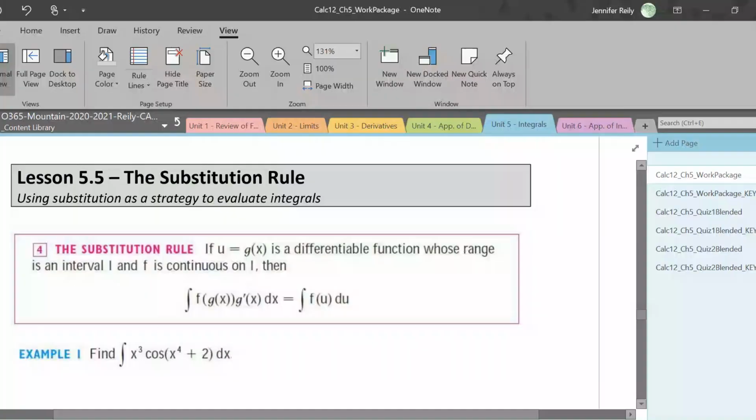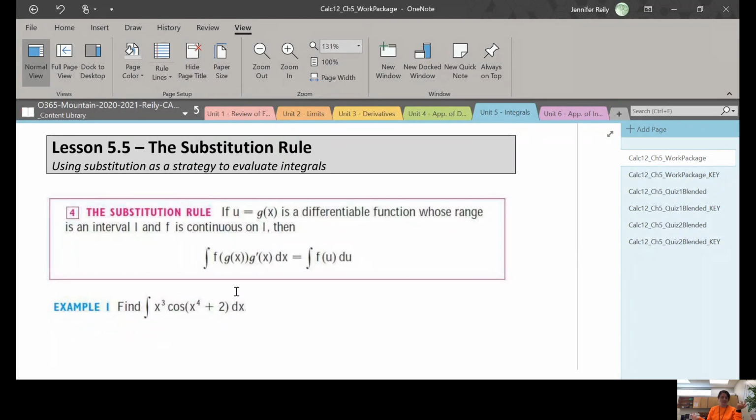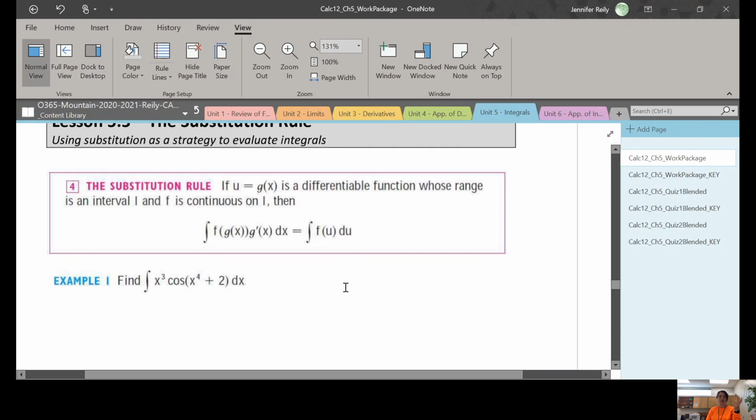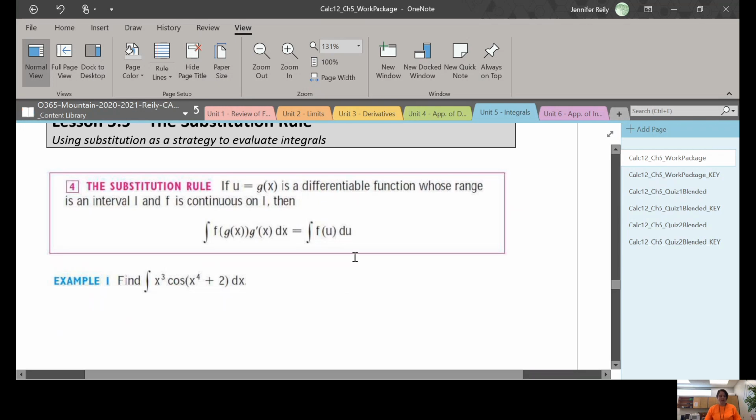Hi everyone, this is a video to go over 5.5, which is on the substitution rule. I like to think of this rule as kind of the opposite of the chain rule. It's how to do the antiderivative of some types of composition functions, where you have a function composed of another function. The actual rule is here.